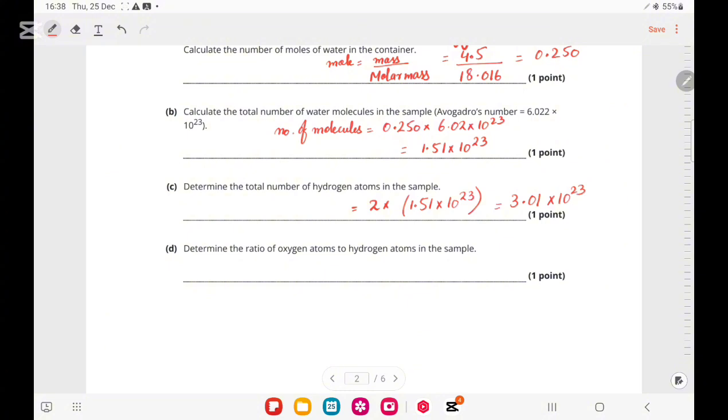And in order to find out the ratio of oxygen atom to hydrogen atom, so oxygen atom, as it contains only one atom in water, so it is going to be 1.51 times 10 raised to power 23. This is for oxygen. And hydrogen is going to be 3.01 times 10 raised to power 23. The ratio comes out to be 1 and it comes out to be 2. So it becomes 1:2.